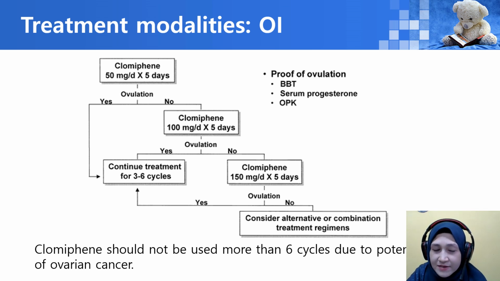And then they need to check for the ovulation. If they are ovulating, they can continue up to a maximum of 6 cycles, counting the number of cycles starting from the first 50 milligram dose. Okay. And if they're not ovulating after the maximum of 6 cycles of clomiphene, then they need to consider alternative treatment.